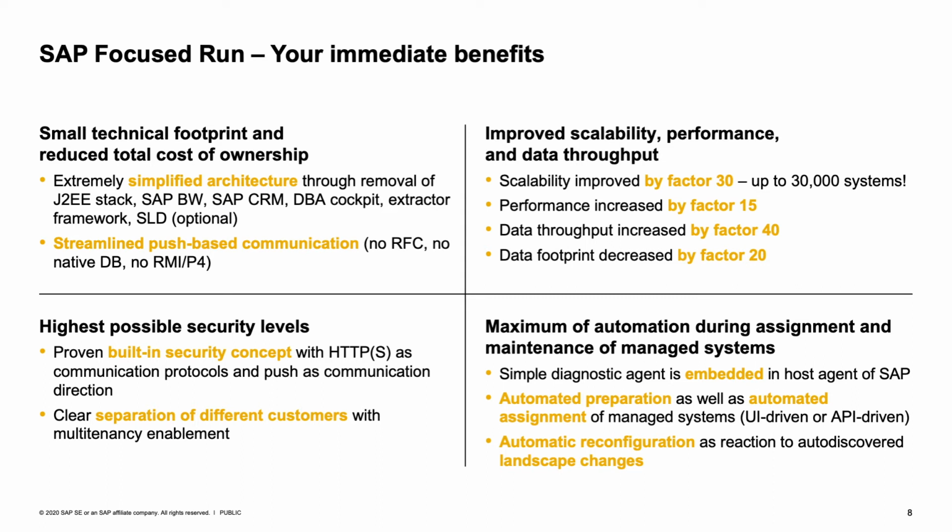Then we have the separation of data possible in Focused Run. So in a service provider scenario, a service provider could give access to the central Focused Run to the different clients, and he can ensure via authorization and roles that each of the customers only gets access to systems and data of the systems that are belonging to their organization. From the numbers point of view regarding scalability, performance, data throughput, I would mention here the scalability. It's practically unlimited. We see now customers that have more than 30,000 systems connected to Focused Run and do the system monitoring for the systems.